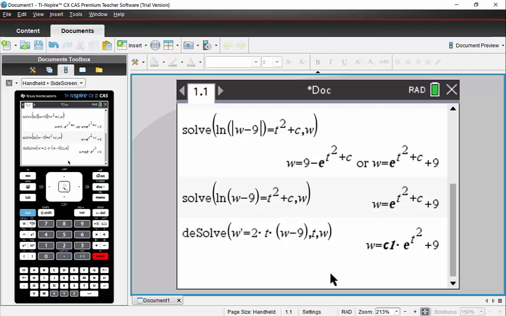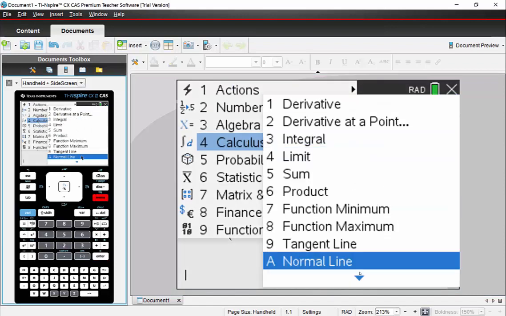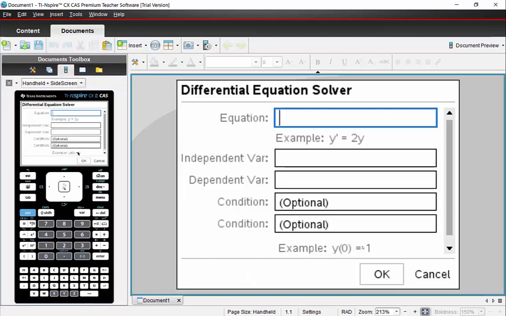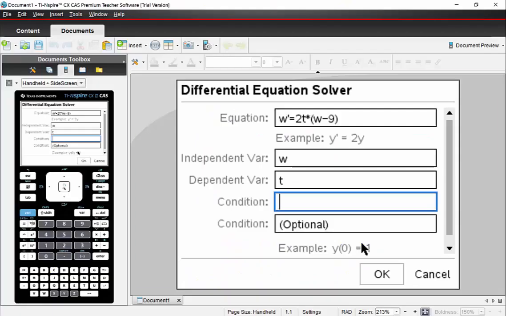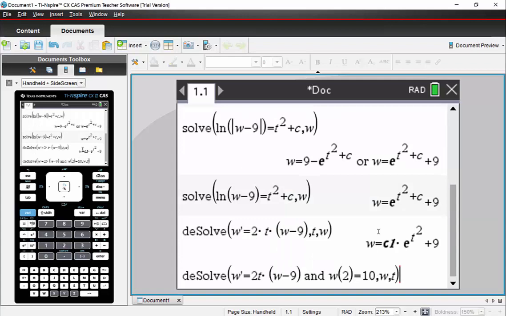Now, if we go back to menu, calculus, and differential equation solver, we can actually do that same thing, but this time, again, make sure we're putting in the times, with that initial condition, which was W of 2 equals 10. We've got to write it that way. W of 2 equals 10, right? We're writing it the way that they have in this example. We'll press OK, hit enter.